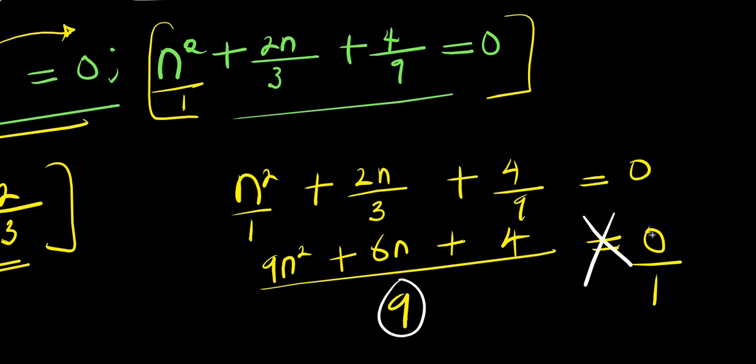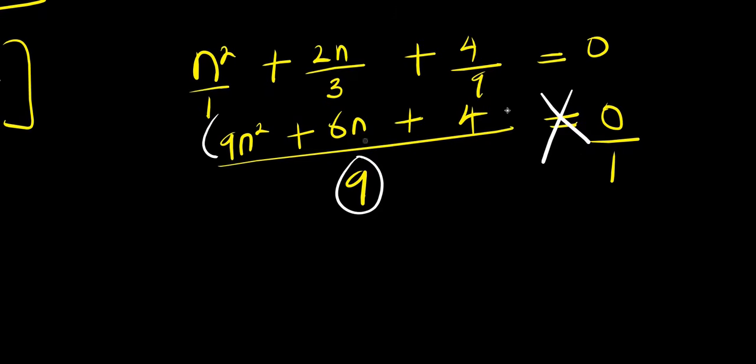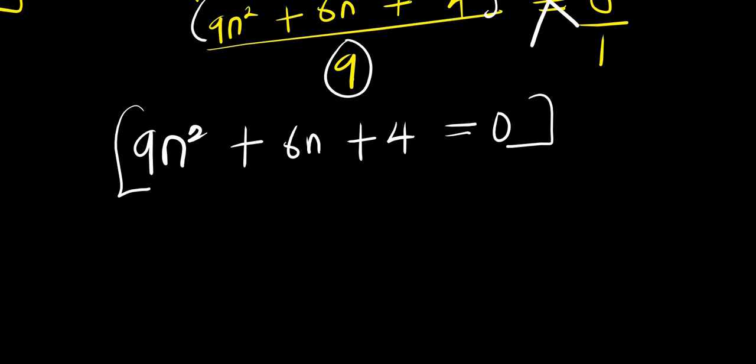So 9 will multiply 0, and the whole of this numerator here will multiply 1. So we have 9n squared plus 6n plus 4 equals 0. This is a quadratic equation that we are going to solve for the other values of n.